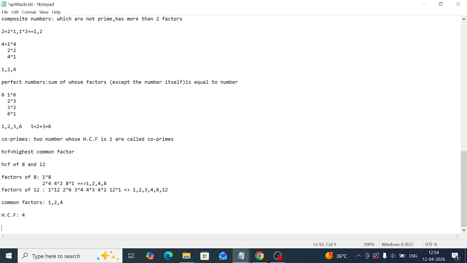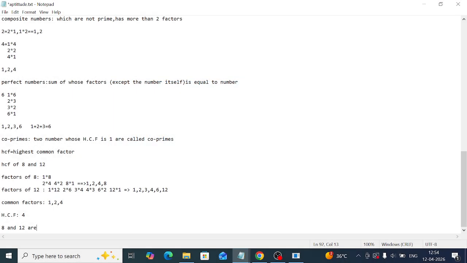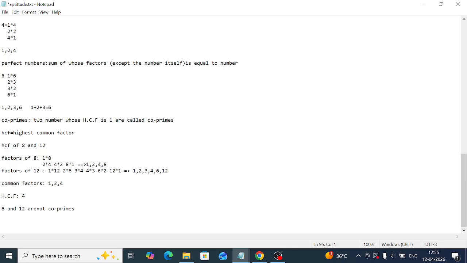So 8 and 12 are not co-primes. Okay. Now you understand co-primes, right? I will show you a co-primes example.